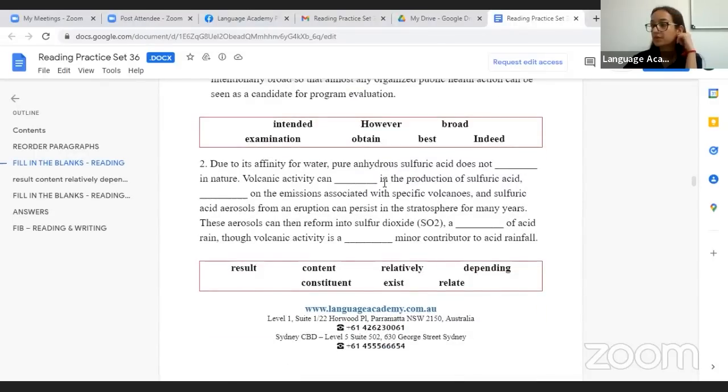So here you have question number 2 on the screen and 2 minutes to solve this. Please put your answers in the chat box after that.